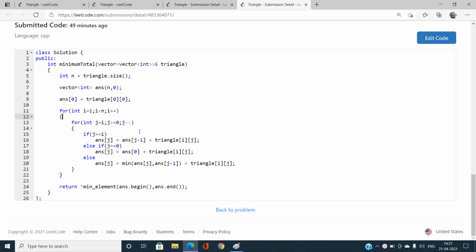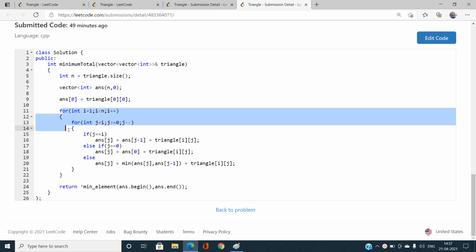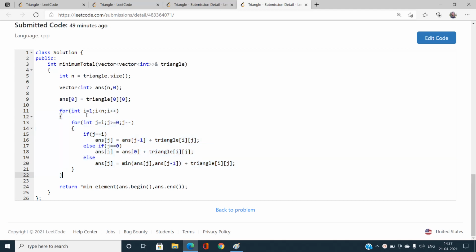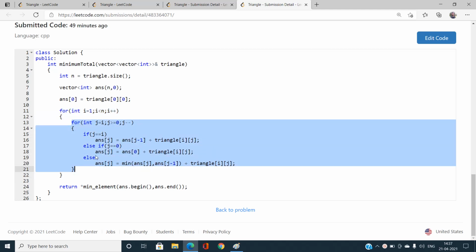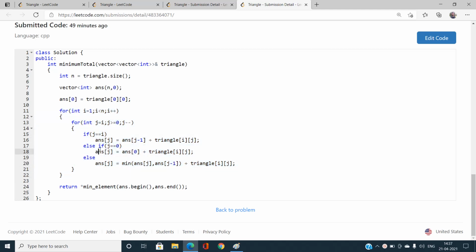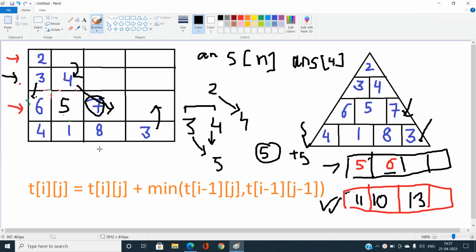Okay, so I have iterated for i equal to 1 and it goes up to i less than n, and I am trying to fill up the values from the back side. Okay, because if you try to fill up the values from the back side, you can easily see that for filling the value for this cell, I just need the values from the previous row, that is answer[i minus 1]. Okay, so if I have just modified this, that is, if I just filled up the value of this cell, I just don't need this cell anymore.